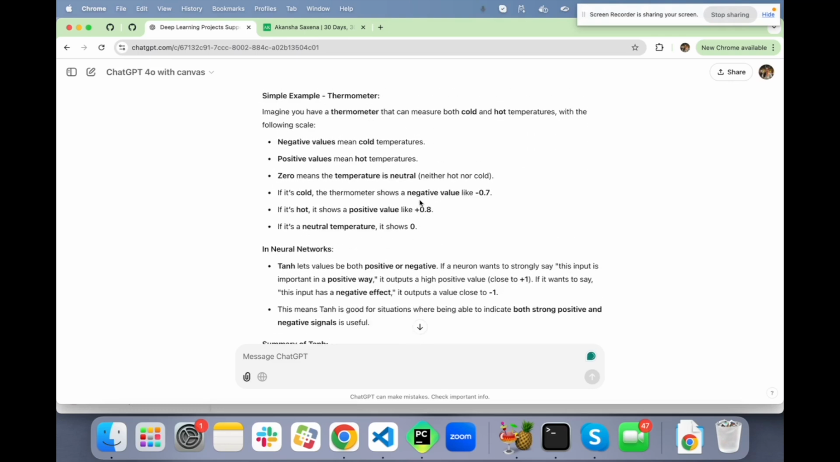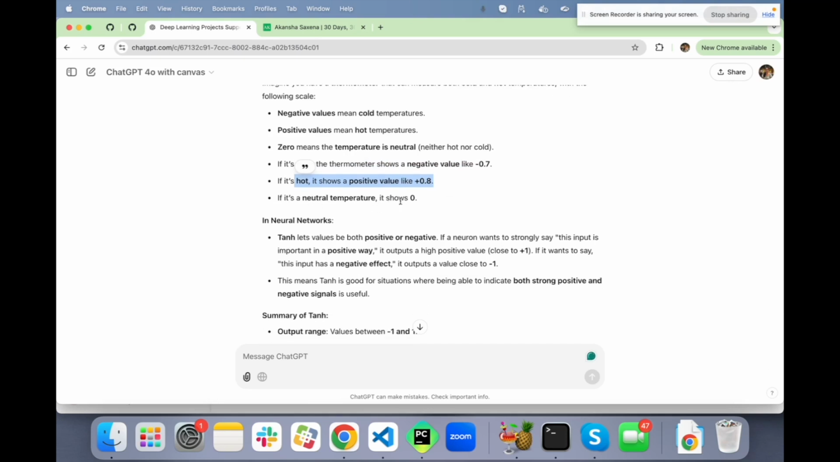So it is similar to sigmoid, only the difference is it generates the output between -1 to 1 instead of 0 to 1. Let's understand it with the help of an example. Imagine we have a thermometer that can measure both cold and hot temperatures with the following scale. Negative values mean colder temperature, positive values mean hot temperature. 0 means the temperature is neutral, neither hot nor cold. If it is cold, the thermometer shows a negative value. If it is hot, it is going to show a positive value. If it is neutral, it is going to show 0.